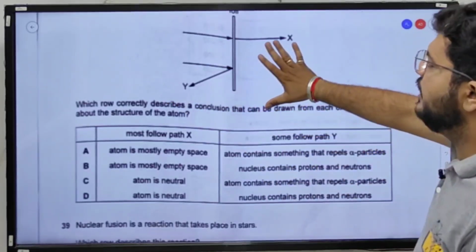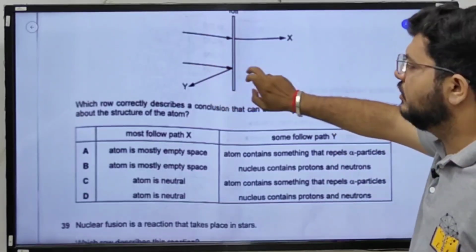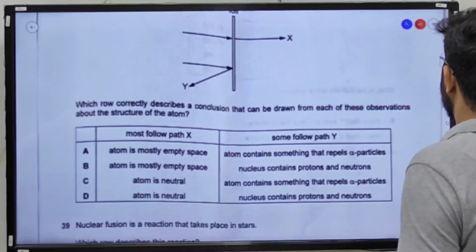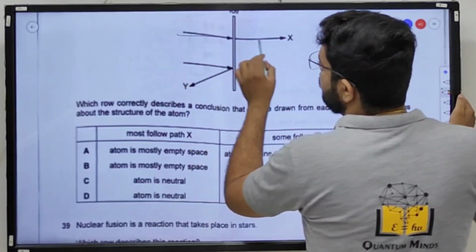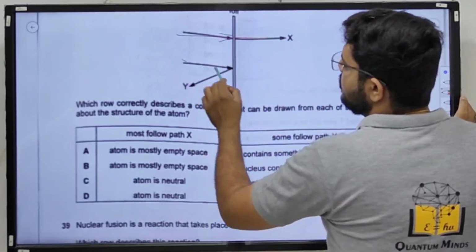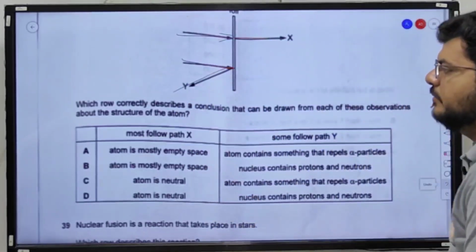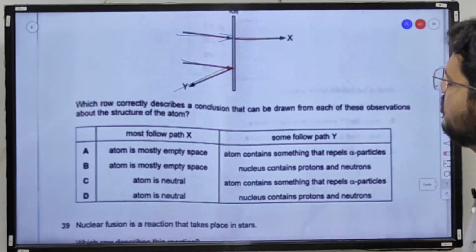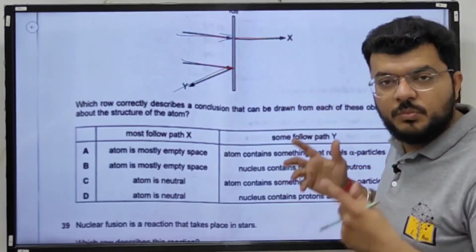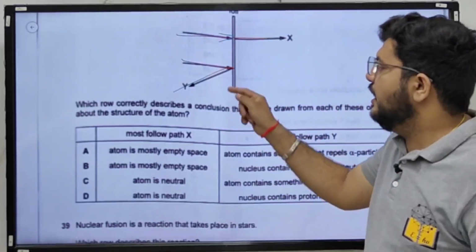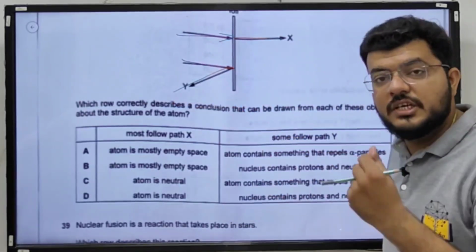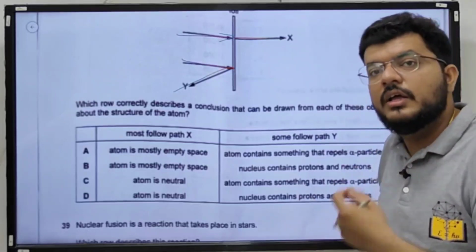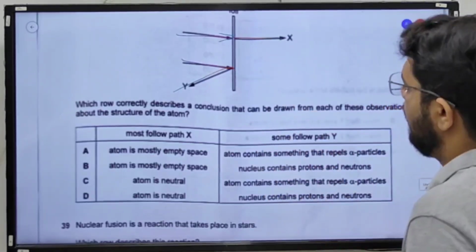It may appear bent, but it is a straight line. Okay? This is a straight line like this, it appears bent due to the bend in the paper. And this is reflected like this. Which row correctly describes a conclusion that can be drawn from each of these observations? Most of them pass, so most of the atom is empty, and this is reflected, so the center of the atom is small and is positively charged, right?